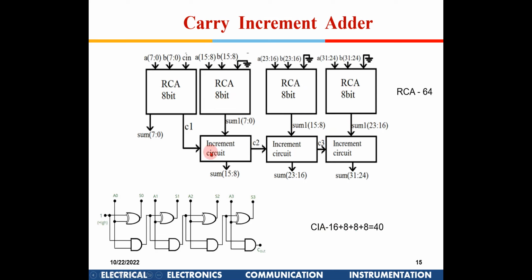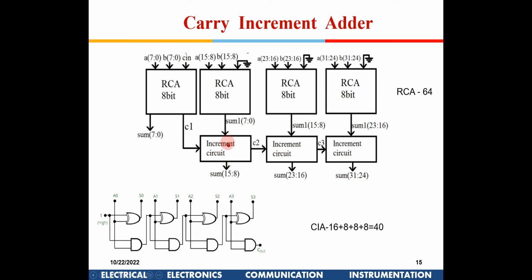Now what I am doing is I am using an increment circuit. If this is C1, suppose this carry is 1, I will increment the sum. If the carry is 0, I will just pass the sum as it is. Similarly this is C2. If this sum is coming and there is a carry, I increment it by 1. If there is no carry, I just pass it as it is. So separately I have calculated assuming carry to be 0, and then I am incrementing it.